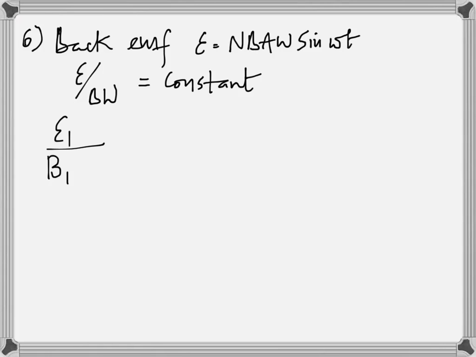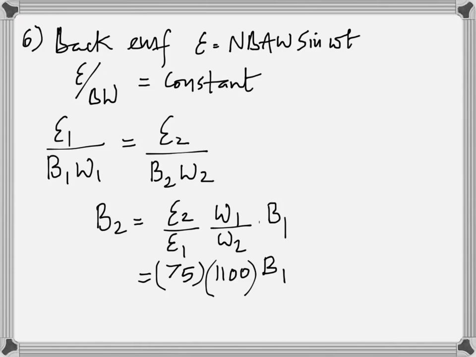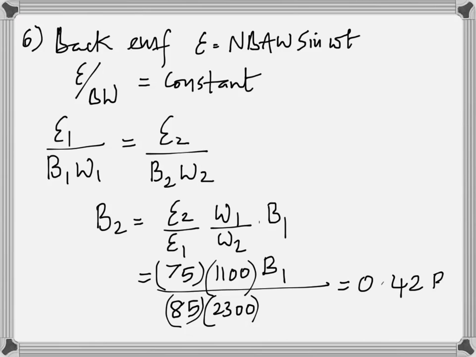Well, of course it's by taking the ratio E by B omega. Know that the magnetic field has to be changed, because that's the only other factor that affects the back EMF. So you find the new magnetic field in terms of the old one. So if the new magnetic field is 42% of the old one, then you can achieve the back EMF to be 75 volt.